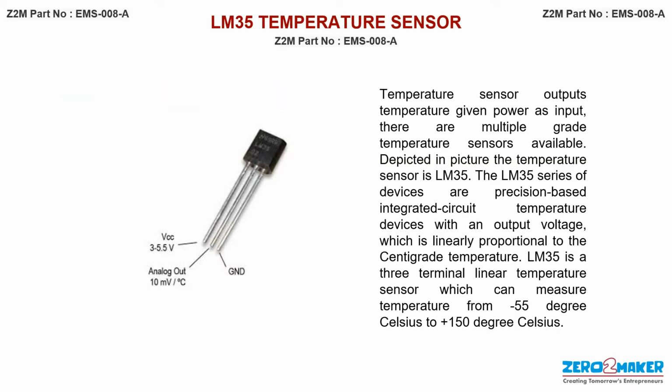So let's start with temperature sensors. It is a 3-pin sensor. VCC, ground and analog out pins, 3 pins are available. We can measure minus 55 degrees Celsius to plus 150 degrees Celsius with these sensors. This sensor's model number is LM35. This sensor is used through Arduino IDE.